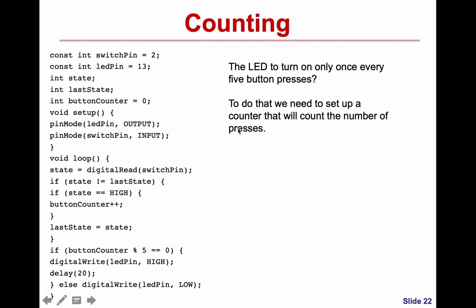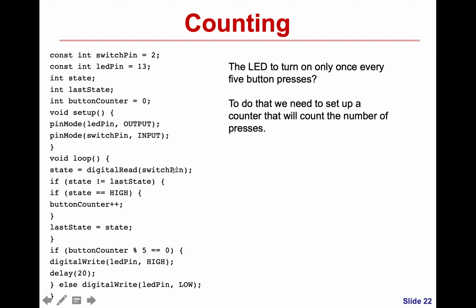Let's see another example. Here I have constant integer switch pin equal to 2, constant integer led pin equal to 13, int state, int last state. I added an integer called button counter equal to 0. And in the void setup, I put pin mode of 13 being an output since this is connected to the LED, and pin mode of switch pin 2 being an input since this is connected to my switch and I need it to be an input.